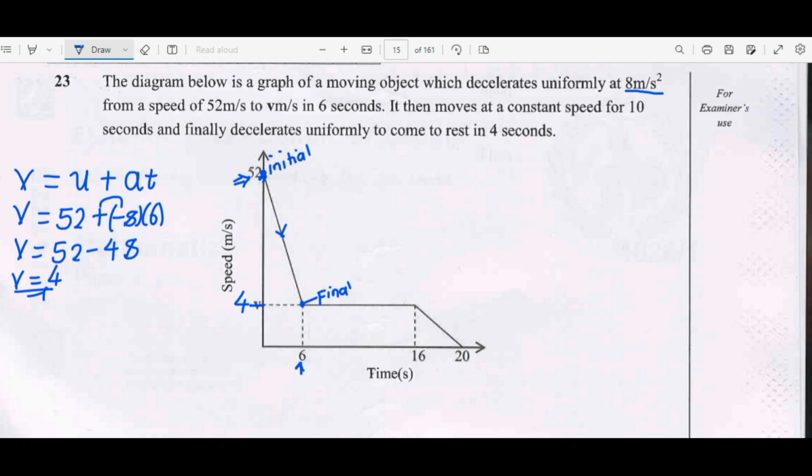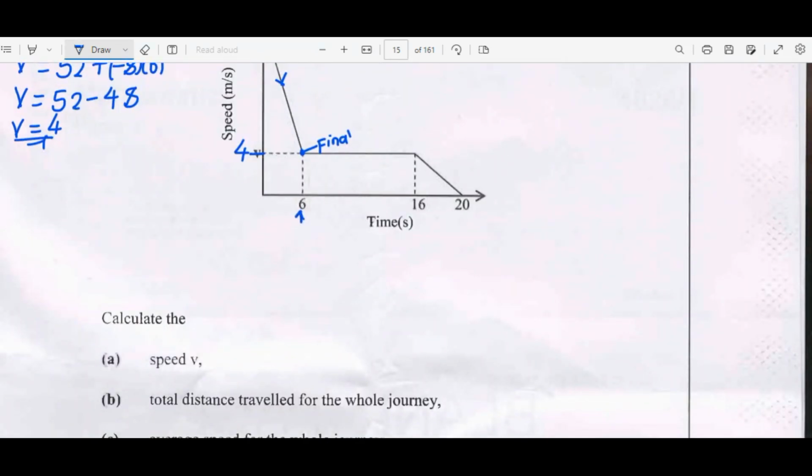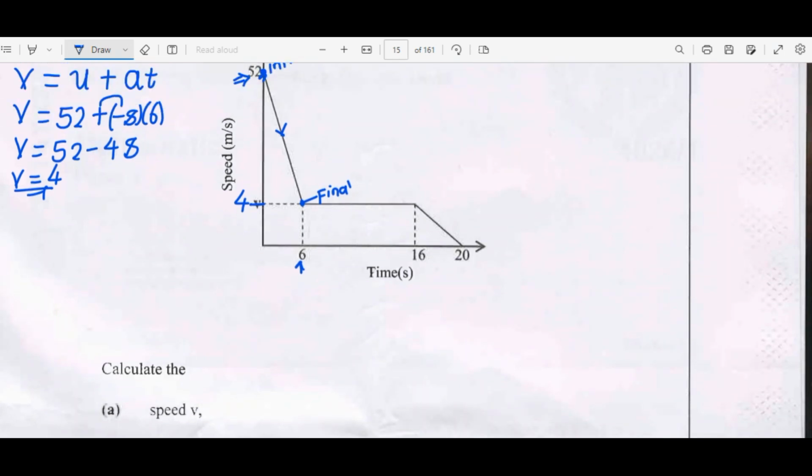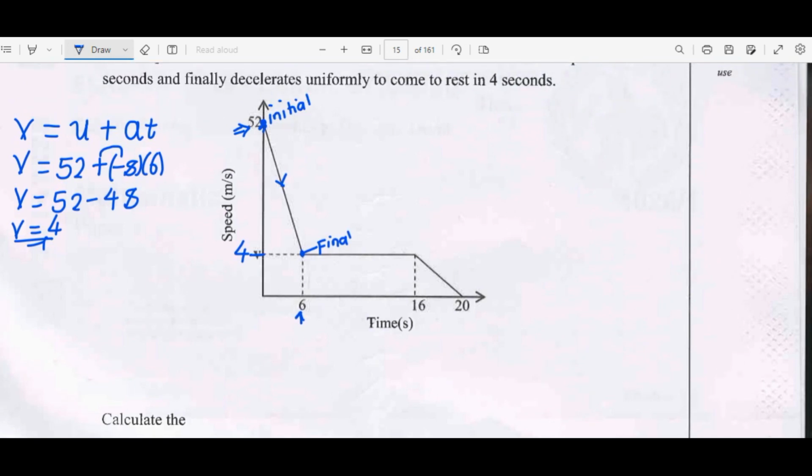Now we move on to the next question. The next question is we need to find the total distance traveled for the whole journey. Looking at the graph that we have, first we are going to look at the type of shapes that we can divide our graph into. So from this one we can find the total distance in segments. I'm going to find the total distance of this shaded part here, and from this part we can see that we have the trapezium.